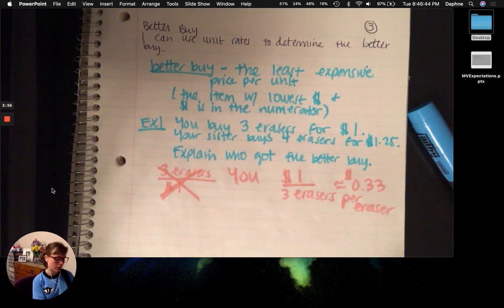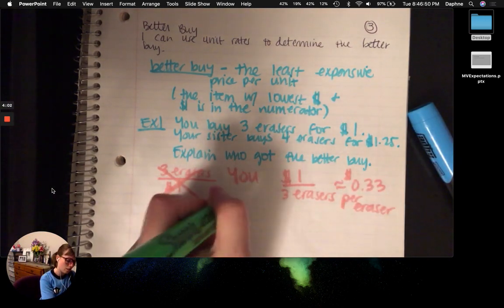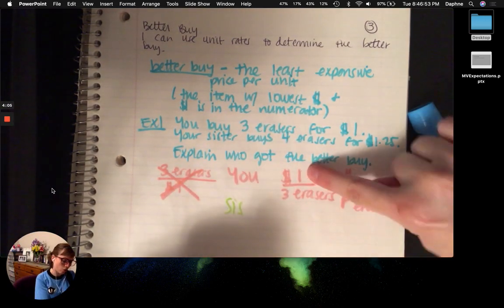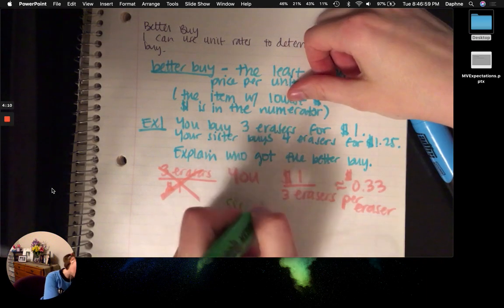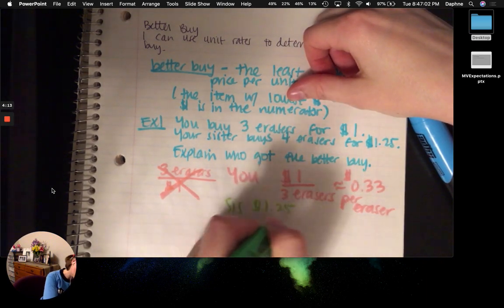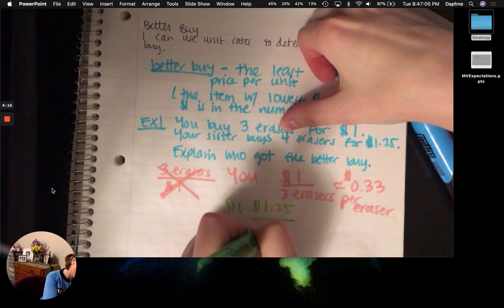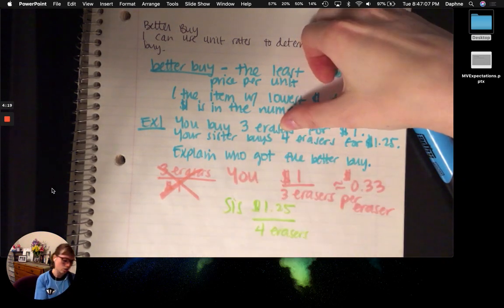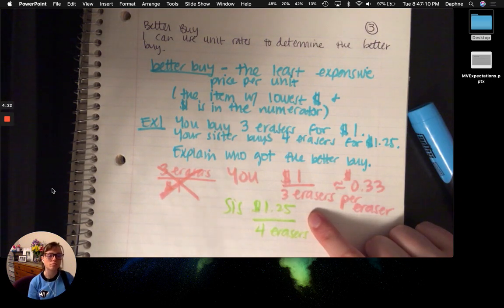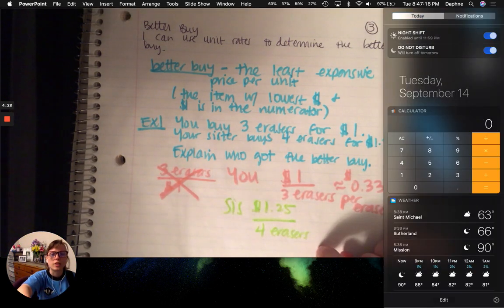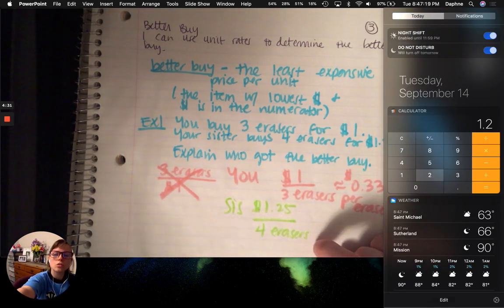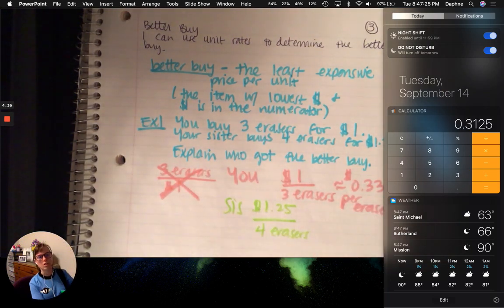Now, what about the sister? And I'll change colors for the sister because it's a different person. So remembering that the $1 or the money should go in the numerator. Money is in the numerator. So I'm going to have $1.25 in the numerator. And she bought 4 erasers. Okay. Now, this should be a nice number, I think. But we're going to do the division. So I'm going to go back to my calculator. I'm going to type $1.25. I'm going to divide by 4 erasers. Oh, never mind. Not a nice number.